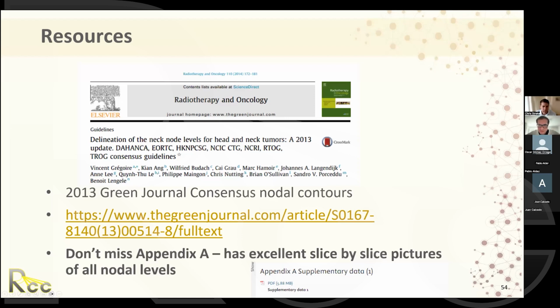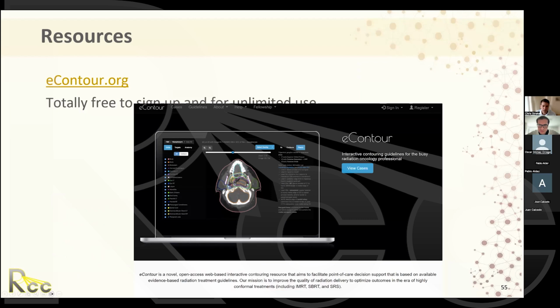And then eContour, again, we just barely looked at this, but it is an amazing resource. It is totally free to sign up. It's unlimited use, and there is a wealth of information there. So I highly recommend it to you. It has the vast majority of commonly seen cases in radiation oncology, you can find an equivalent case there that will help you a lot with contouring.